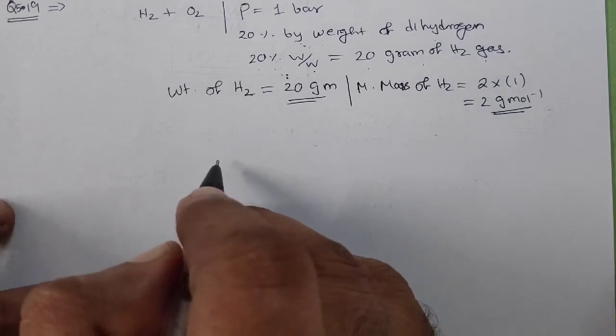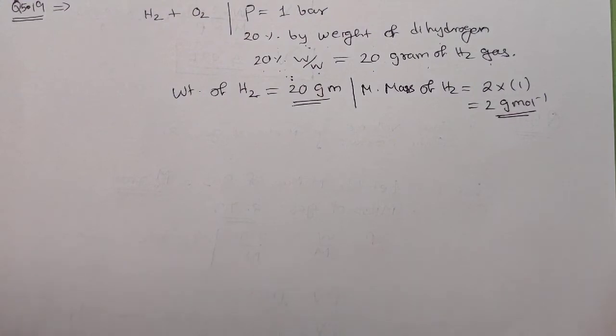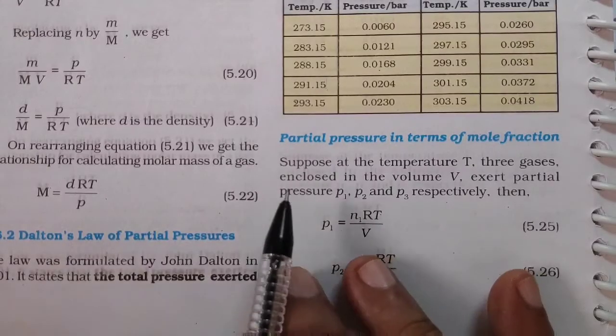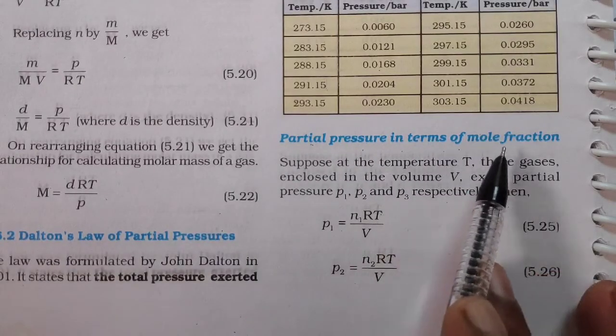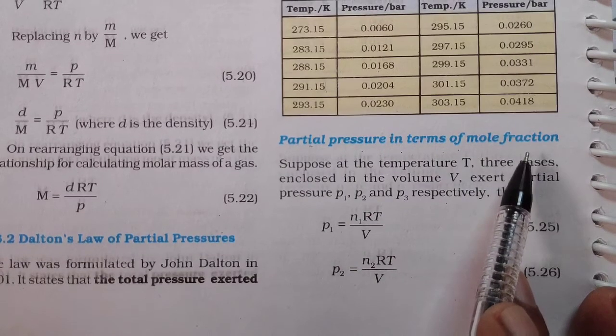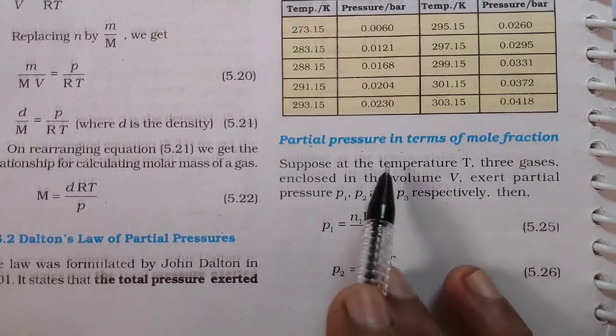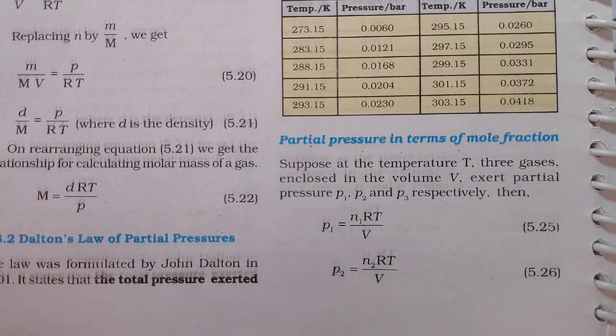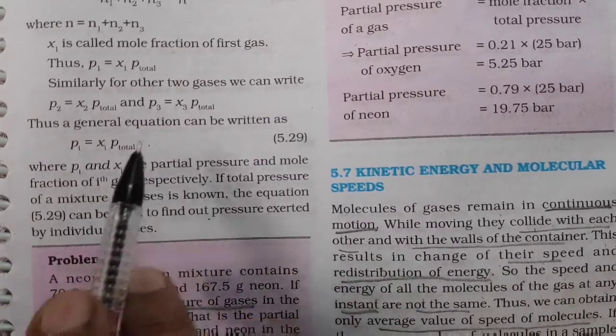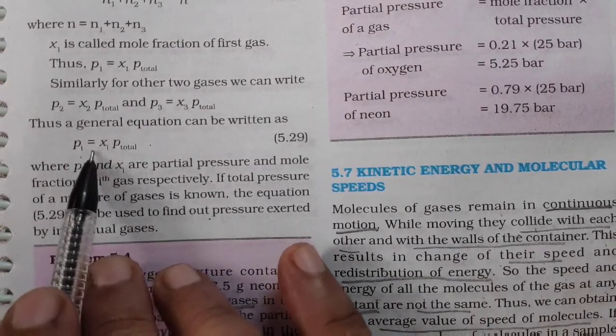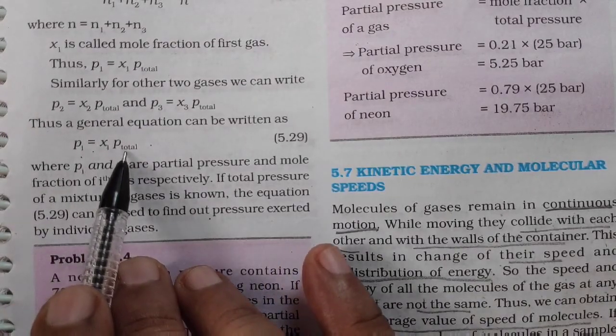Now, when we talk about this part, you will see here in your textbook, partial pressure in terms of mole fraction was the topic on page 146, right? And we have derived a relation in this. What was the relation? Just go through it. You can see here, this is the relation I am talking about. P1 will be equal to X1 into P total.